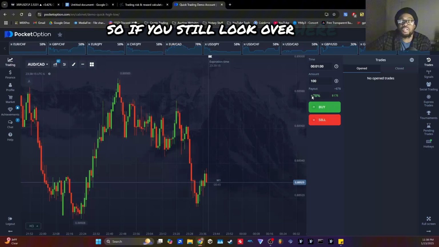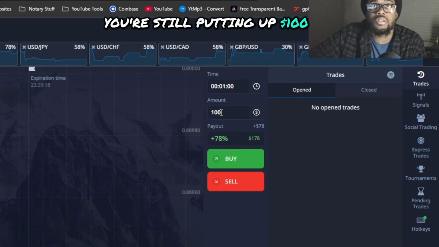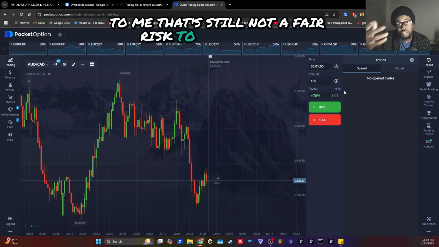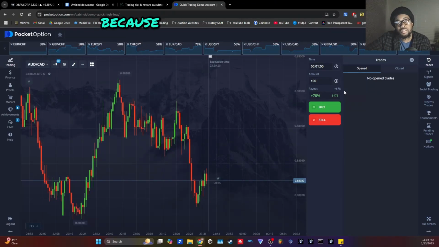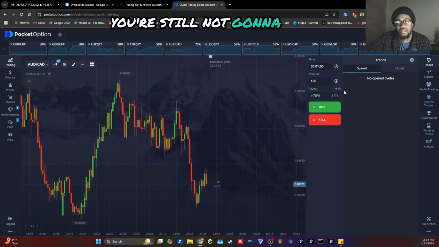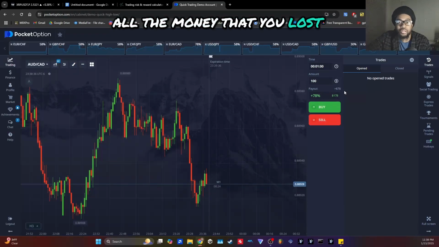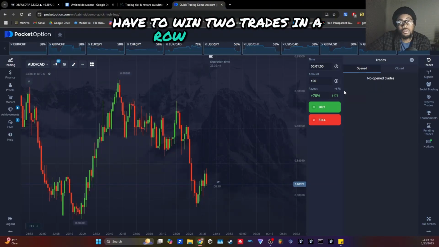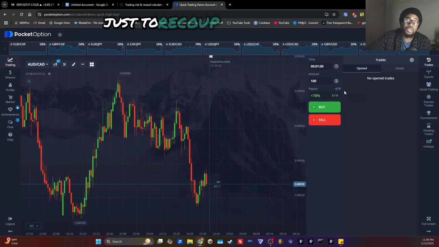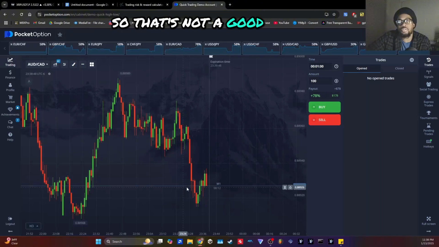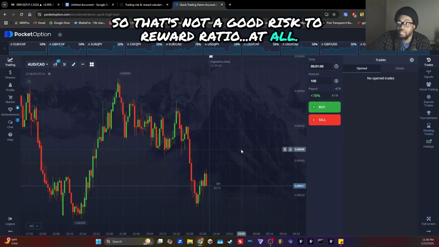So if you still look over here, you're still putting up $100 to only get $78. To me, that's still not a fair risk to reward ratio, because that means that if you lose, then on the next trade that you put in, you're still not gonna make back all the money that you lost from your previous loss. So that means that you now have to win 2 trades in a row after losing just to recoup your first loss back. So that's not a good risk to reward ratio at all.